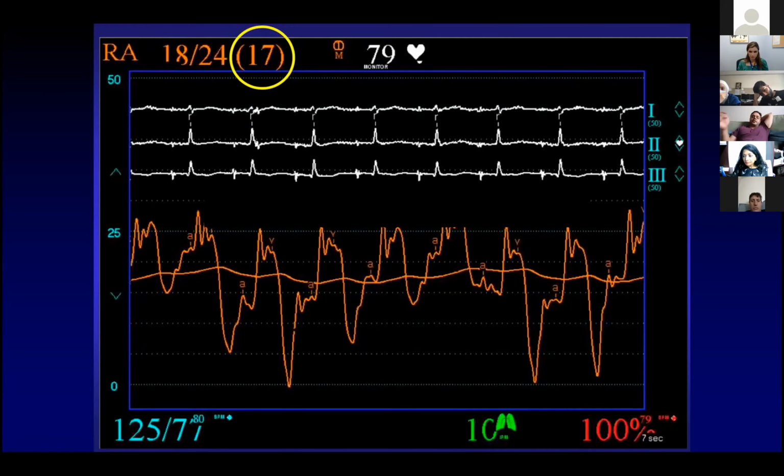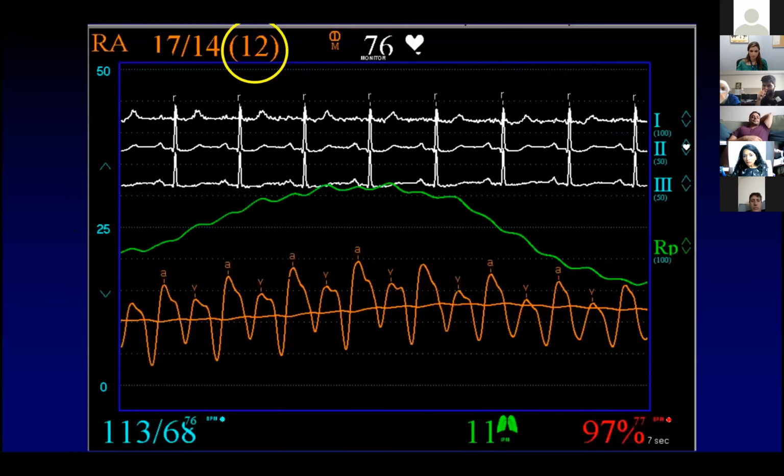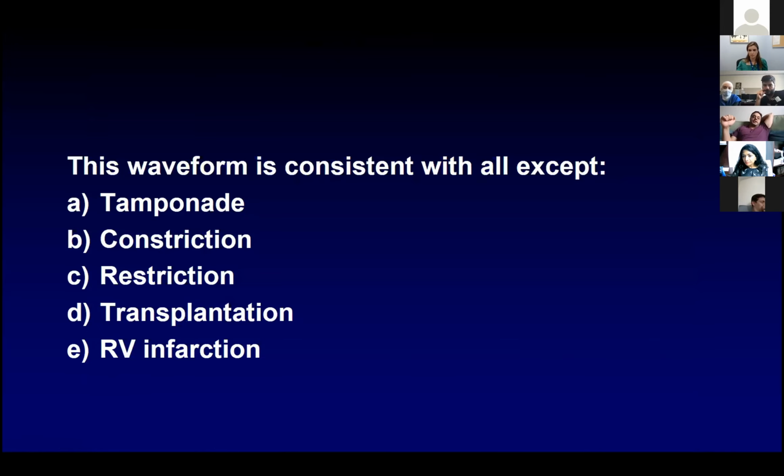Sorry, is there any chance we can go back to the first case? This one? Yeah, so we're seeing an absence of the variation with respiration, and then we see that in all of the other cases. Going to the question again: in constriction, restriction, transplantation, RV infarction, there is no variation with respiration. Is that what you're saying? Yes. In transplantation also, you can see that because you get a restrictive physiology, there's myocardial edema, and the RV doesn't relax as well. But we see variation with tamponade?